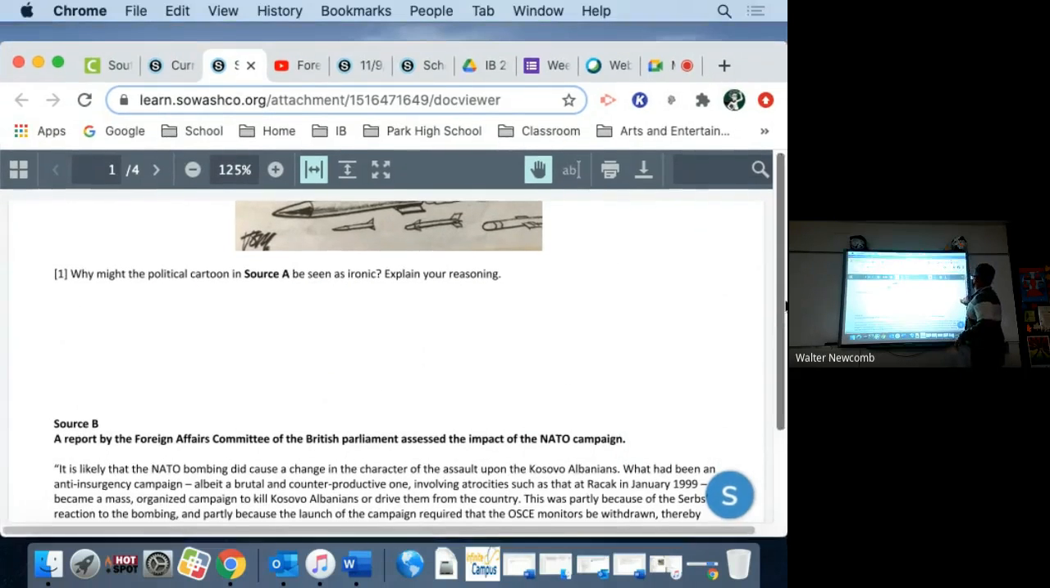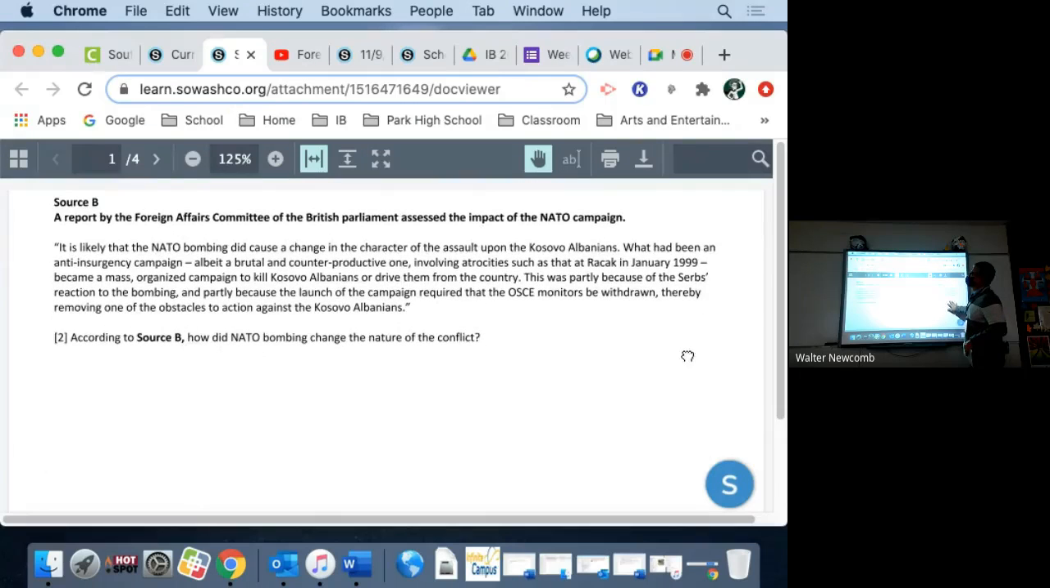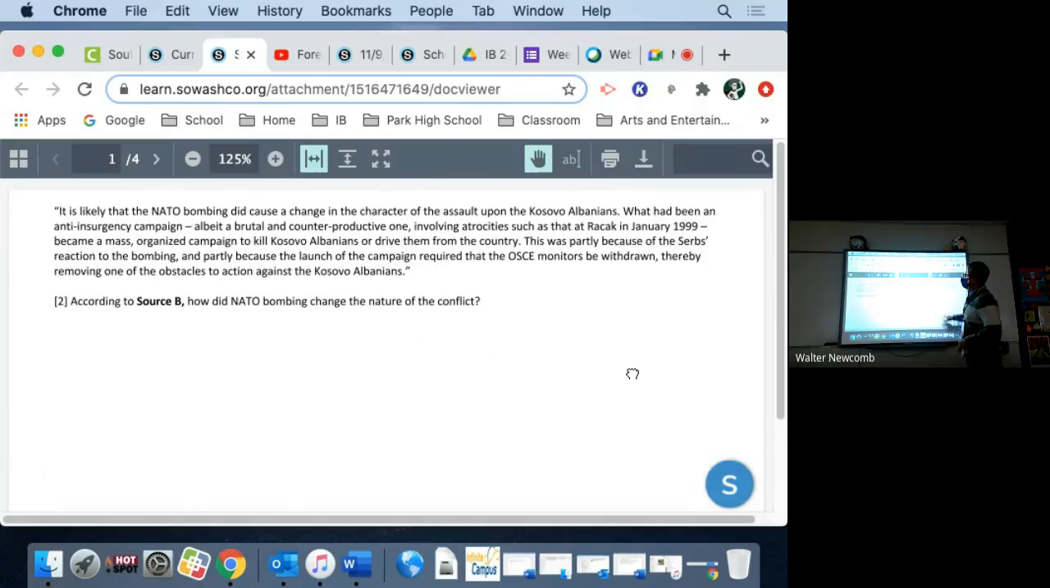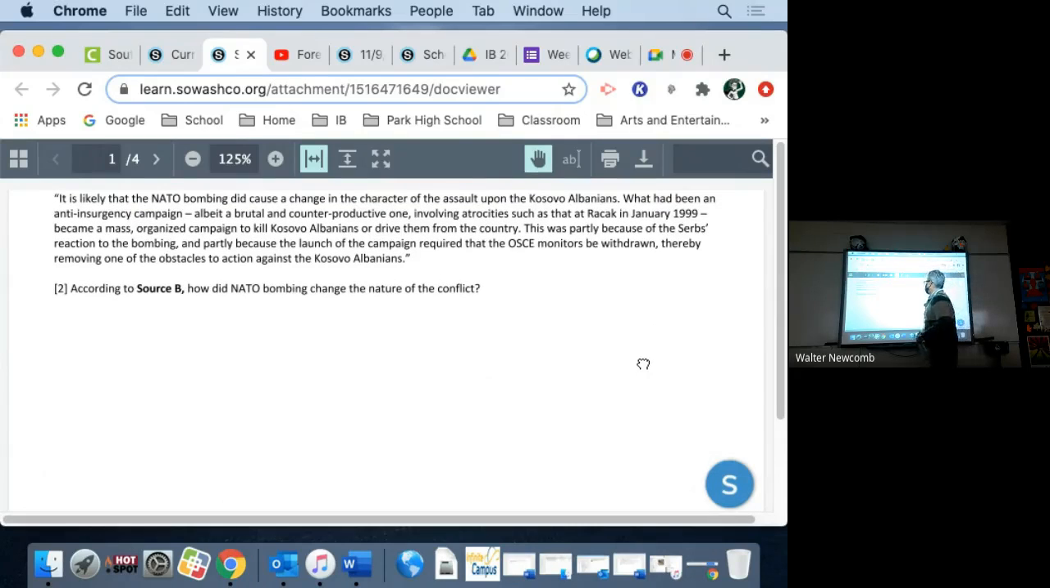Okay, the second one here is looking at a report by the Foreign Affairs Committee of the British Parliament that assessed the impact of the NATO campaign. According to source B, how did NATO bombing change the nature of conflict? So that's the key here, we want to see change the nature of the conflict. That's what we want to look at. We want to look for that change, all right?